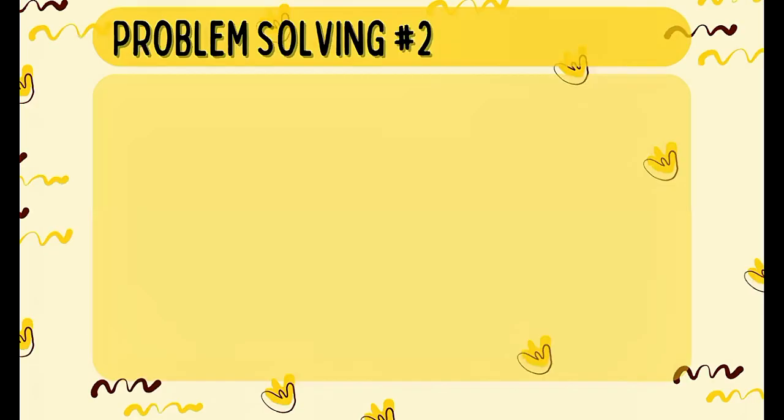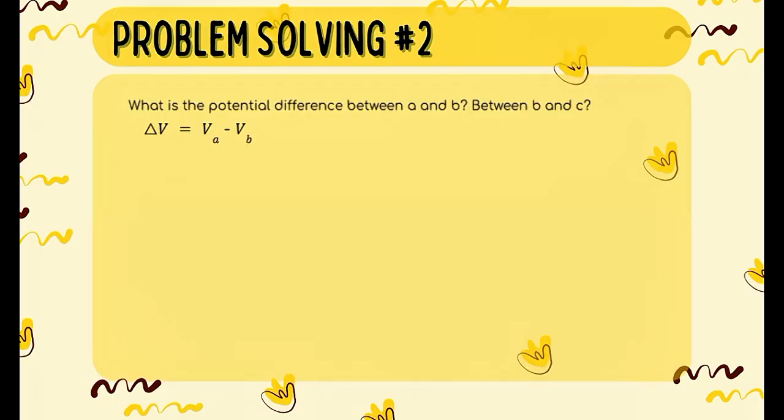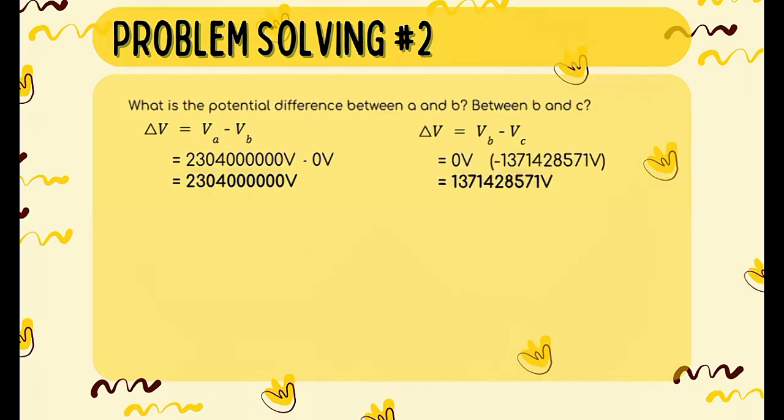Next, we can calculate the potential differences between A and B. To get the potential difference between A and B, just subtract V sub B from V sub A and we will get the answer of negative 2.304 billion volts. While getting the potential difference between B and C, we will get positive 1.372 billion volts.